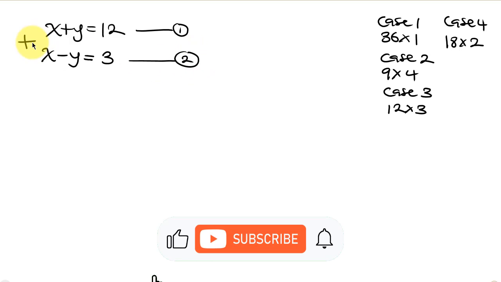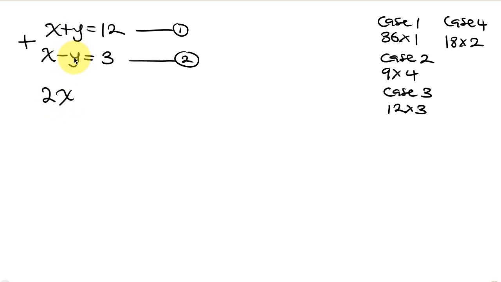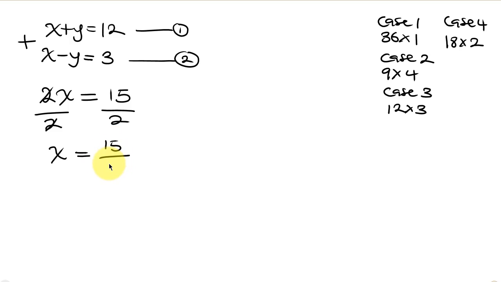Now let's add up. x plus x is 2x. Now y minus y is 0, and this is equal to 12 plus 3, which is 15. Now to get the value of x, we just have to divide both sides by 2. Now 2 can cancel out 2, leaving behind x equal to 15 over 2. Well, this is not a natural number, so we have to reject this.